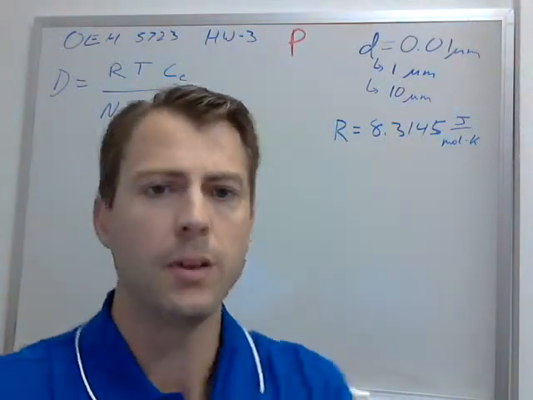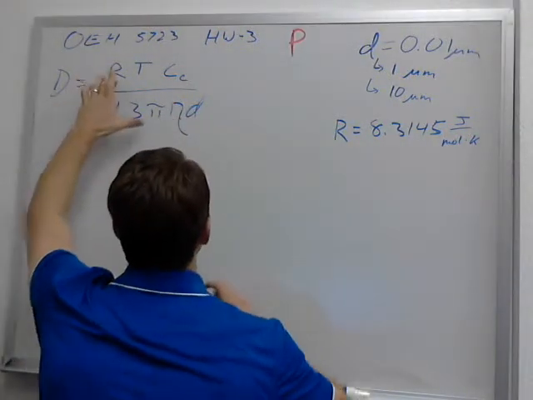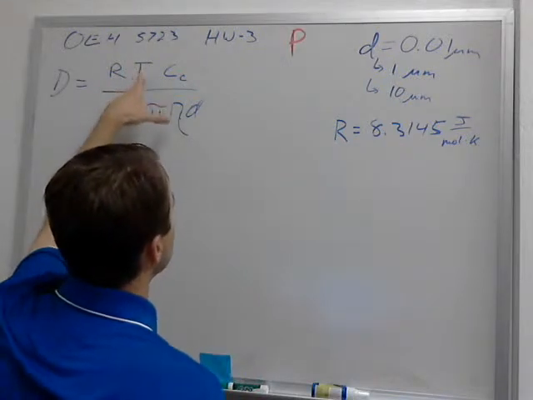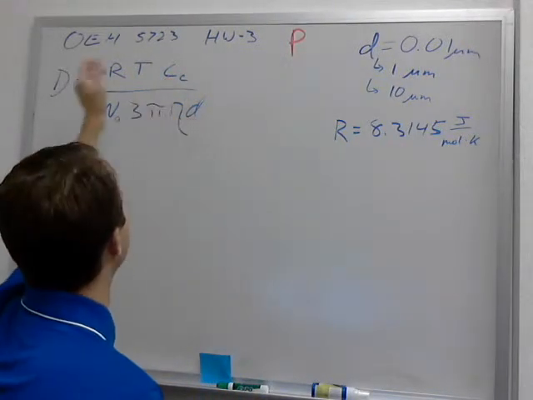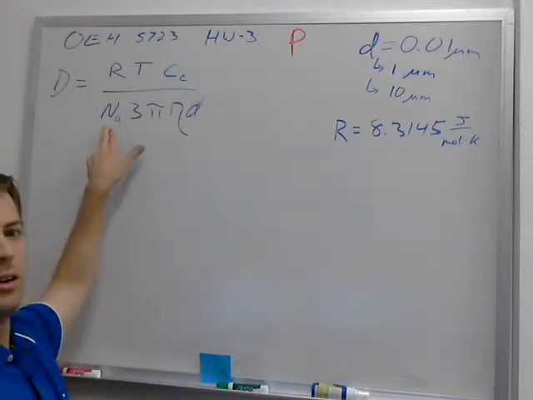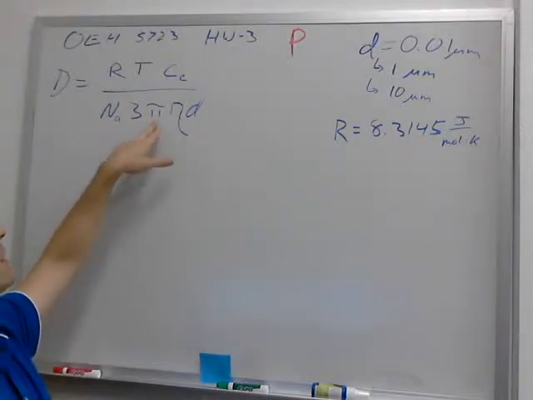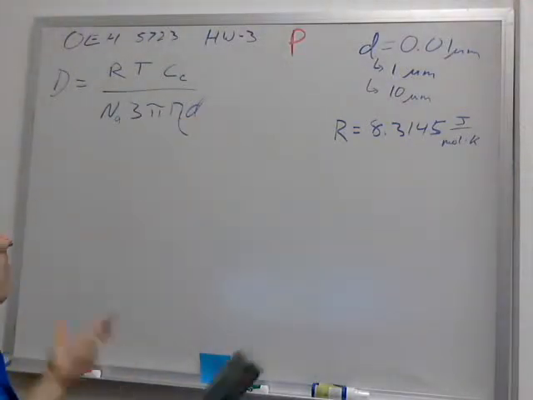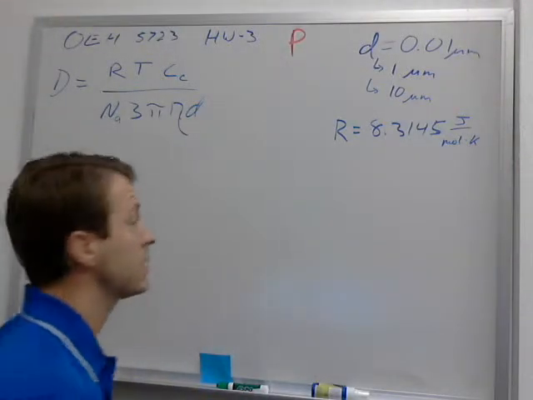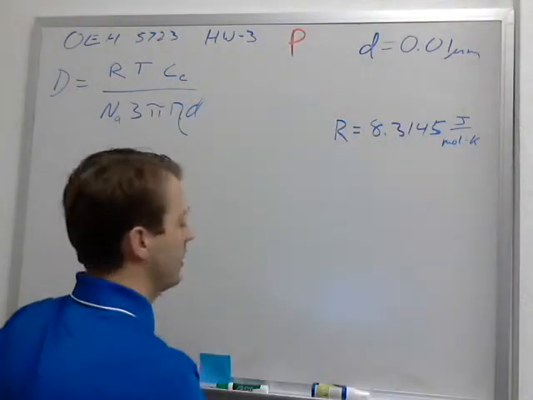We need to remember that our diffusion coefficient is going to be calculated based off of our gas law, our temperature in Kelvin, our Cunningham correction, your friend and mine, the number of gas molecules, which is Avogadro's number, 3 pi, viscosity, and the diameter of the object. In this case, the particle, 0.001 microns is what we'll be calculating.